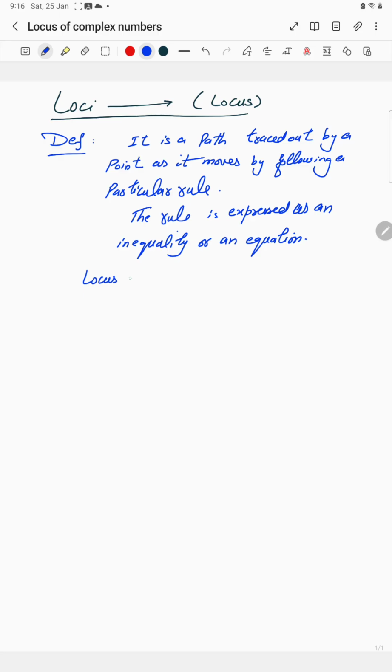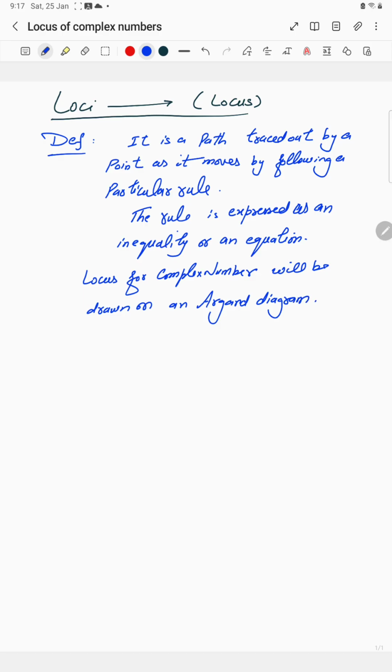Locus for a complex number will be drawn on an Argand diagram, and we are well aware of the type of coordinates in the Argand diagram.